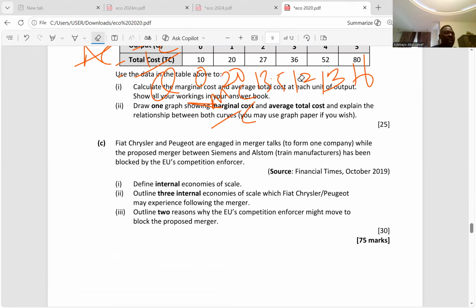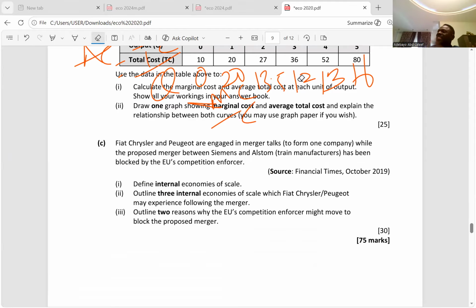Second, managerial economies of scale. Because both companies are merging, it simply means they can retain their skilled managers, and that would allow them to make informed decisions which will lead to efficiency. Also, because they are so big, they can now attract better skilled managers even from their competitors, and that would give them a competitive advantage, which is economies of scale.